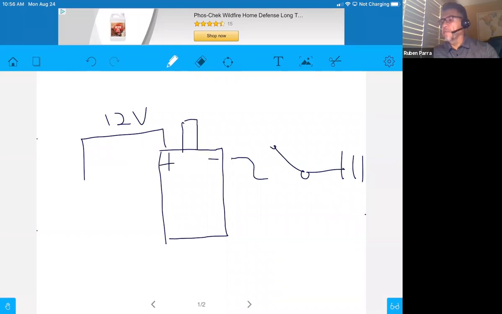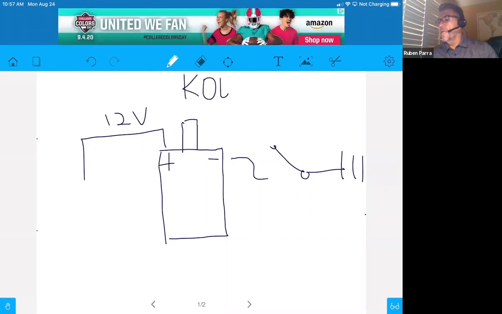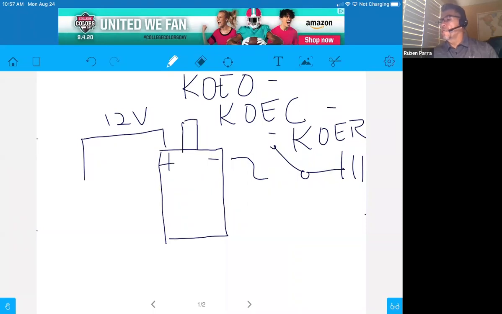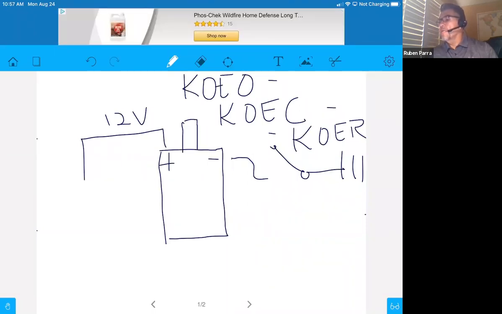At all times. That means during key on, engine off, during engine cranking, and during engine running. Again, it means 12 volts key on, engine off; key on, engine cranking; and key on, engine running. Make sure you're familiar with these three acronyms. During these three times, we have to have our 12 volts. I just wanted to make sure you understood that portion because it's very, very important.